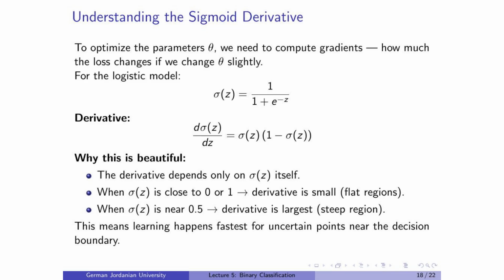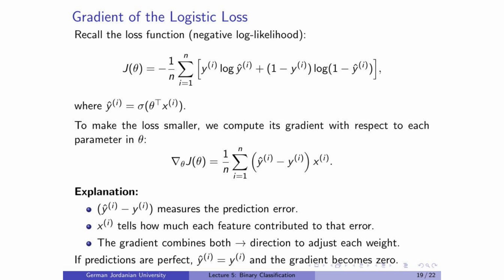To train the model, we need derivatives, how much the output changes as we tweak parameters. The sigmoid derivative is elegant. It depends only on the sigmoid itself. Learning is fastest for uncertain points near the decision boundary. Here we calculate the gradient of the loss function. It shows how each parameter should change to reduce the error, the mathematical direction for improvement.